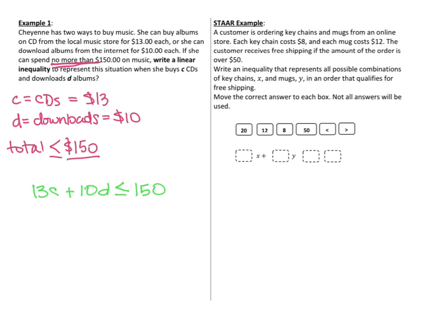The best way that I like to do this is to just walk through it. No more than 150. So I'm going to give myself some examples. If she can spend no more than 150, can she spend 200? Nope, that's more than 150. Can she spend $100? Yeah, because that's less than 150. So I use that to help me figure out which symbol I should use. All right, we're going to get lots of practice with this today.